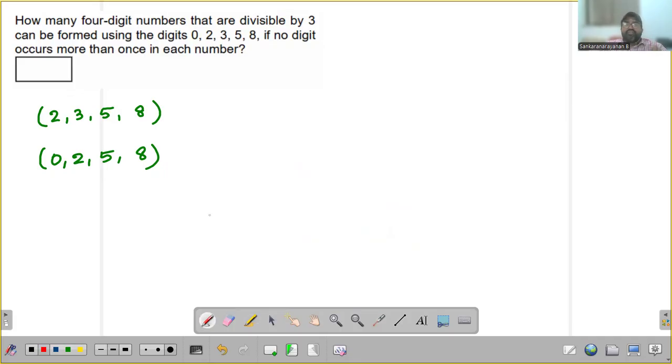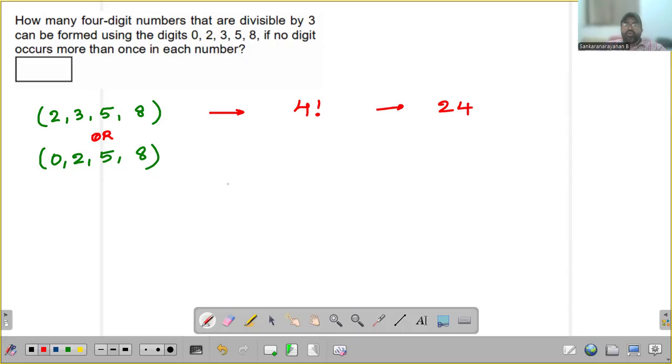So we can see that you are left with two cases here: the 2, 3, 5, 8 case, or the 0, 2, 5, 8 case. When you consider 2, 3, 5, 8, you are forming 4 digits, no? So they can be arranged within themselves in 4 factorial ways, and you know that is equal to 24. 2, 3, 5, 8, 2, 3, 8, 5, 2, 8, 5, 3, 2, 8, 3, 5, whatever it be. Okay, 4 factorial is 24.